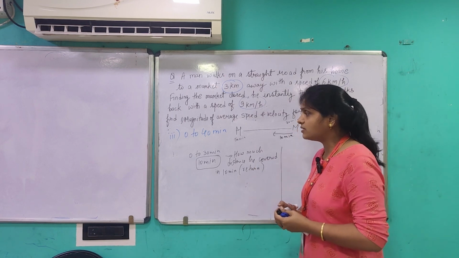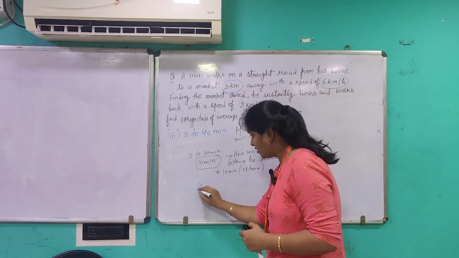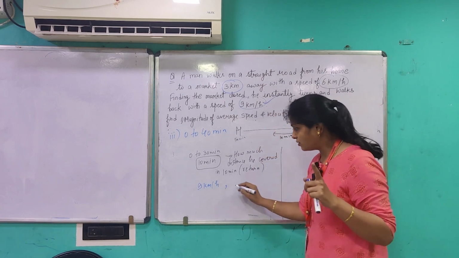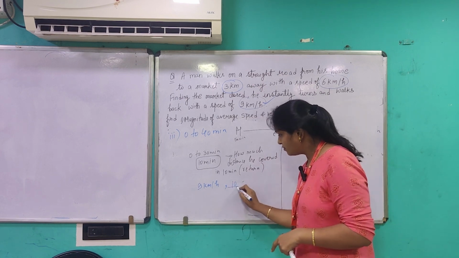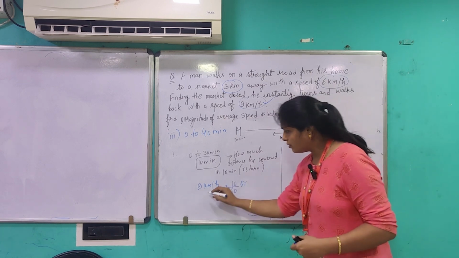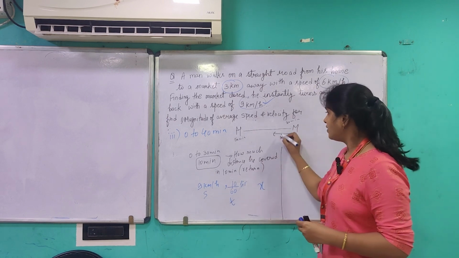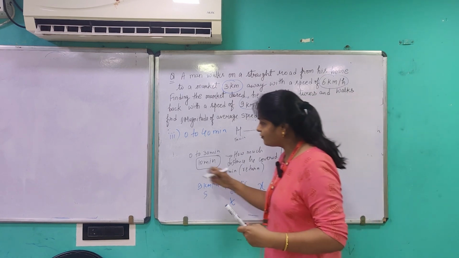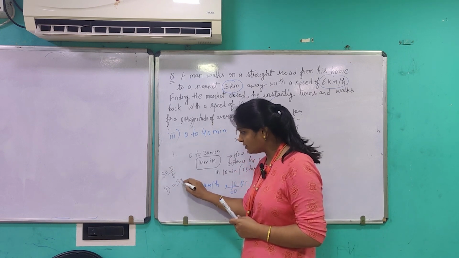Now tell me, what is the speed he is walking with while returning? 9 km per hour? Fine. How much time do I need? 10 minutes only. So I will write 10 minutes. Convert minutes into hours, you have to divide by 60. Now you know the speed, you know the time. Can you find out the distance in 10 minutes? Of course. What is the formula? Speed equals distance upon time, and distance is speed into time.